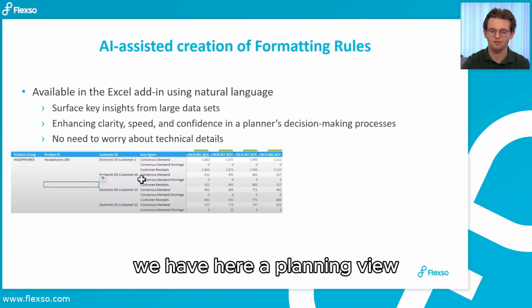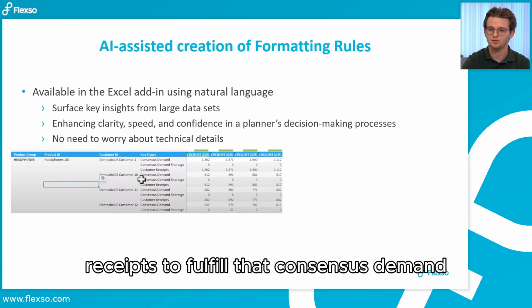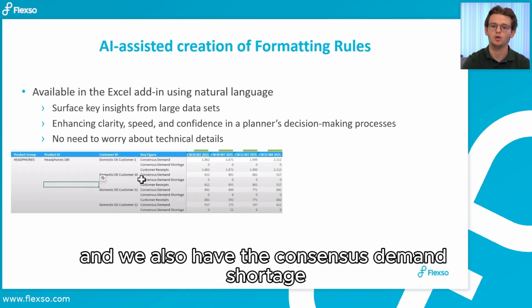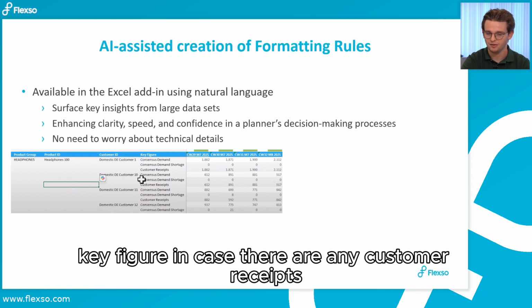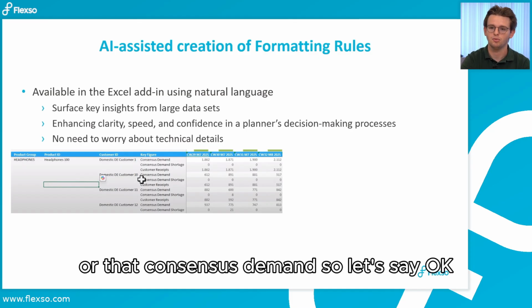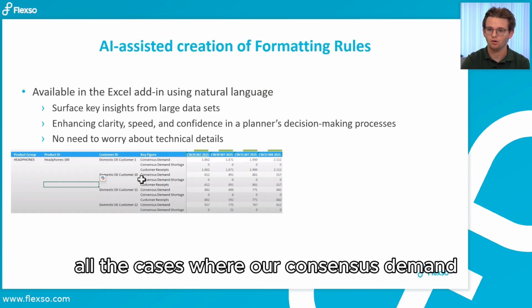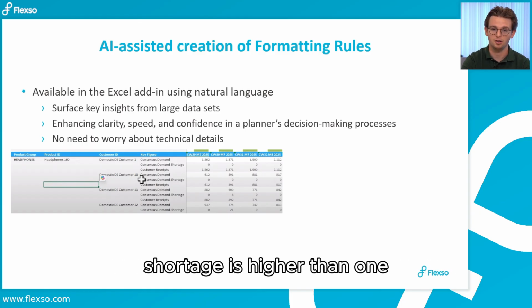We have here a planning view, which is showing you the consensus demand and the customer receipts to fulfill that consensus demand. And we also have the consensus demand shortage key figure in case there are any customer receipts that are not able to fulfill that customer demand or that consensus demand. So let's say, okay, we want to highlight all the cases where our consensus demand shortage is higher than 1.